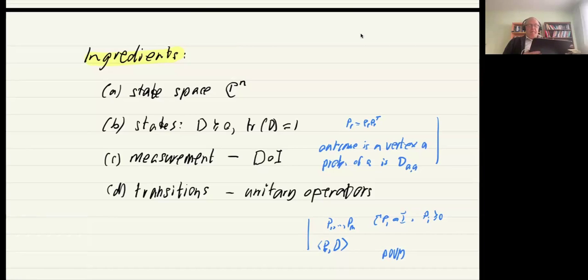But for the moment, we're measuring in the standard basis. And so the measurement is just telling us the diagonal entries of the density. So if we want to do calculations, we need to be able to work out what the diagonal entries of the density are at the time we measure.